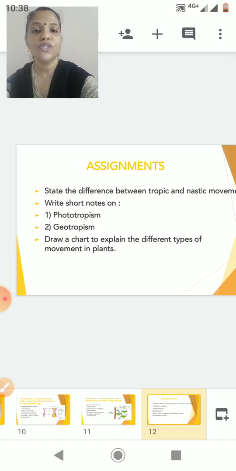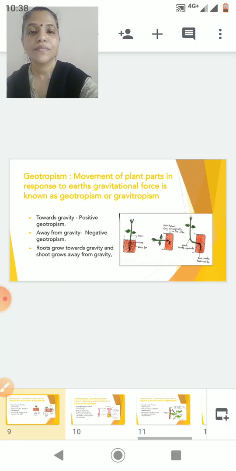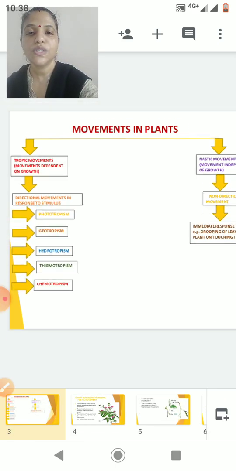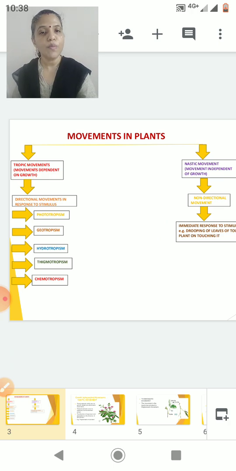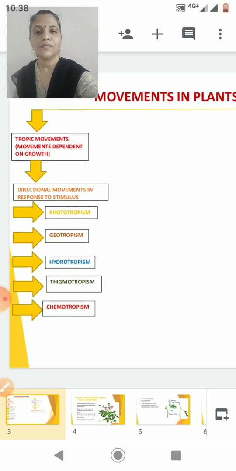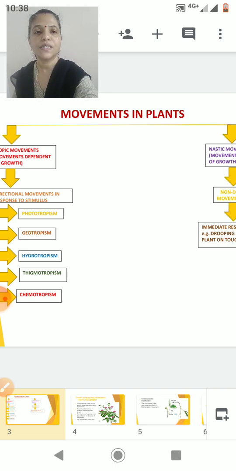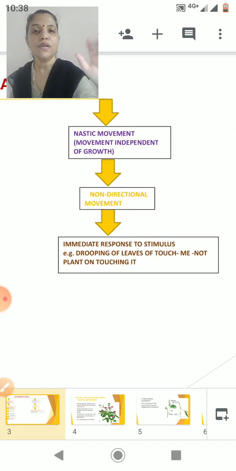I will show you the chart once again. So this is your chart which you have to draw, that is the movement in plants. Let me enlarge it and show you so things are very clear. This is the tropic movements and these are your nastic movements.